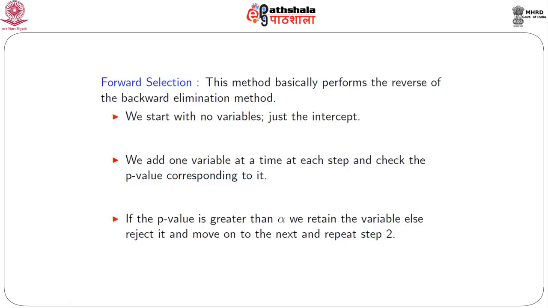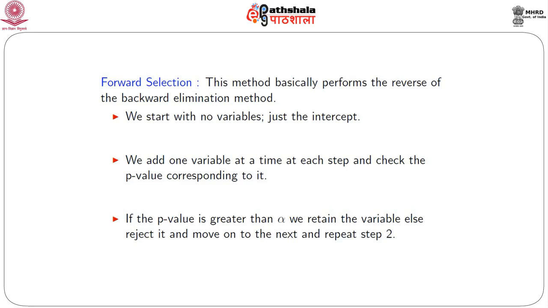The second method of selecting variables in a regression model is the forward selection method. This method basically performs the reverse of the backward elimination method. In backward elimination, we had started with the entire model which contained all of the predictor variables and then eliminated one predictor variable at a time. In forward selection, we start with no variables and just the intercept term, and then we add one variable at a time at each step and check the p-values corresponding to each of these variables. Now, if the p-value is less than alpha, we retain the variable, else we reject it and move on to the next step and repeat step 2.